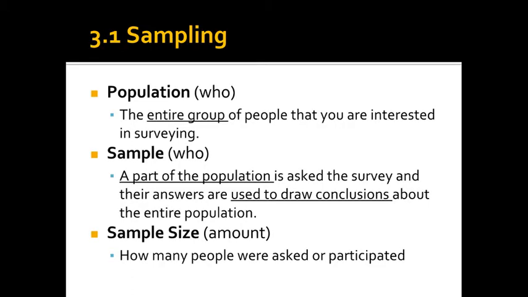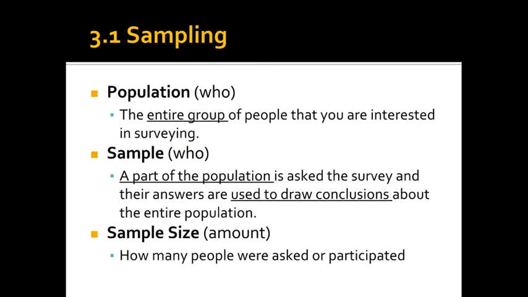So let's start. When we are doing a sampling, there's a few different things that we need to know. So we need to know the population, so that's the who. That's the entire group of people that you are interested in surveying. So that could be everybody in the United States, or everybody in the world, or maybe everybody at Primavera Online High School, something like that.